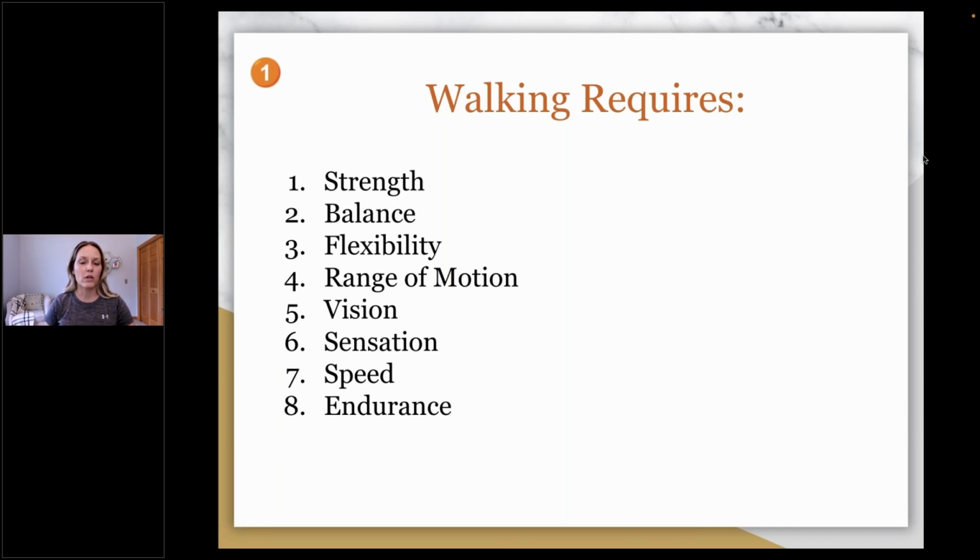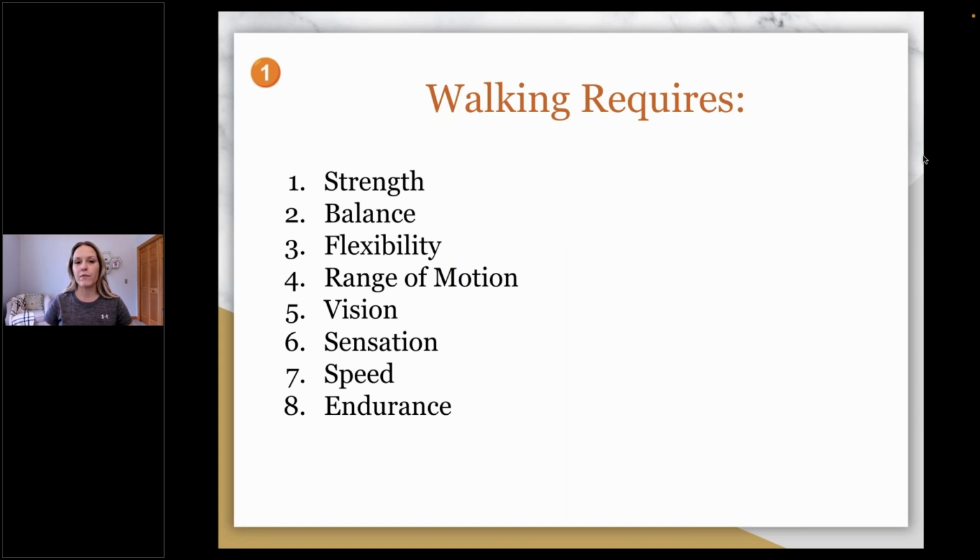Range of motion. Range of motion is something that happens in the joints. So if your knee joint can bend or straighten fully, if your hip joint can bend or straighten fully or rotate around. Vision. If you can't see well, or if you have double vision, blurred vision, optic neuritis, any type of vision changes, that affects your walking.